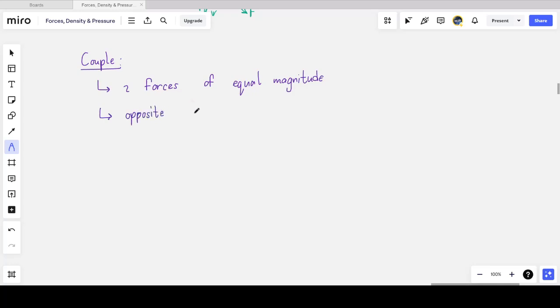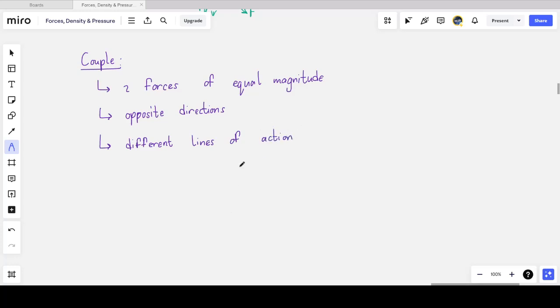is a set of forces that must act in opposite directions. So they must have equal magnitude, they must act in opposite directions, and they must have different lines of action. So they shouldn't act along the same line in opposite directions, because that really wouldn't make anything happen. They would just cancel each other out.